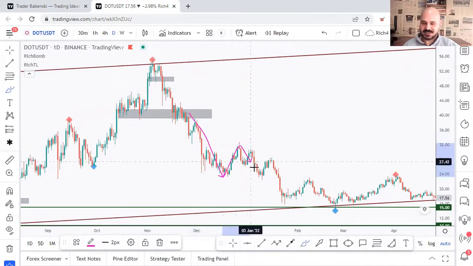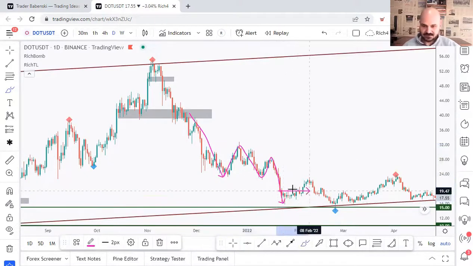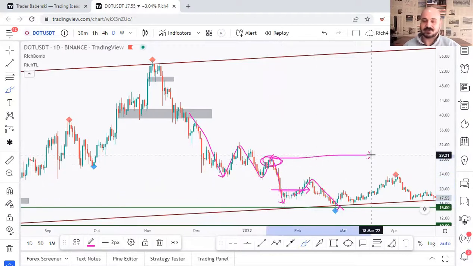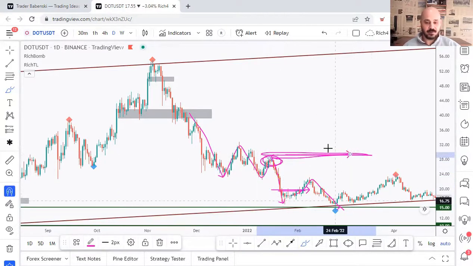Impulse, a correction, another impulse movement lower, a correction, a bigger impulse, and yes, we've got a minor low here, minor high here, broken up for the correction to start, and then we drop lower. This is our last major high for the bulls to take over. We need to see a break above it.